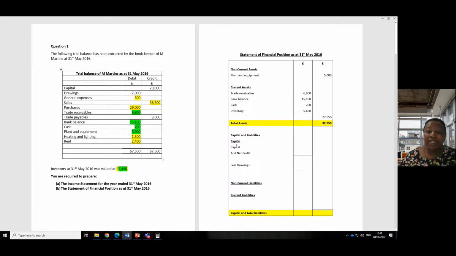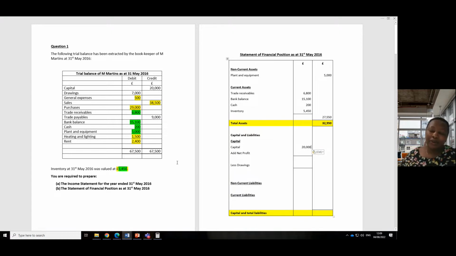Now we go back, we will go to the capital and liability aspects of it. So if you haven't watched the recording on accounting equation, please watch that recording. So here's the capital and liabilities aspect of it. So the capital, we go to our capital. Capital is 20,000.